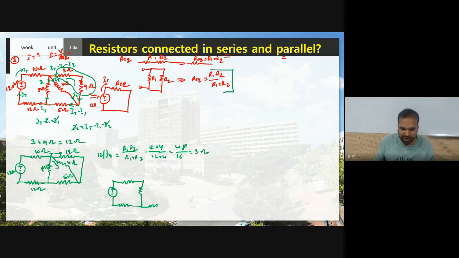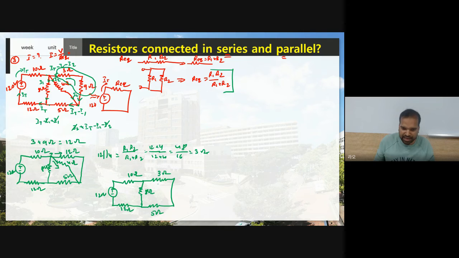So here we have 5 ohm, I didn't change. So instead of 12 and 4, I'm using a single resistor with the value of 3 ohm, and this is my 5 ohm resistor. Here you have 8 ohm, and this is 10 ohm resistor and a 12 ohm resistor, and this is what? 120 volt.